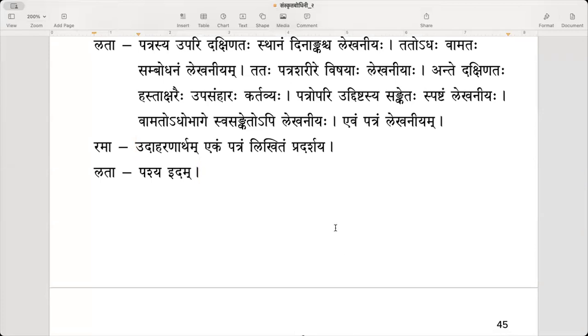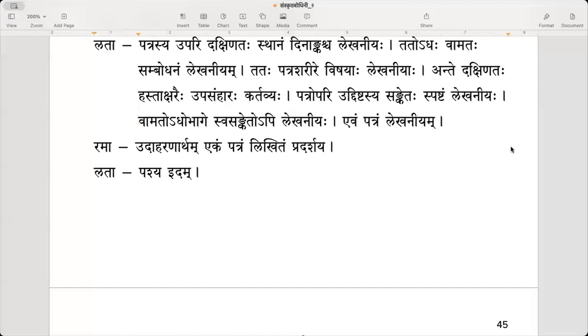Udaharanartham. I think the previous one is it, right? Vamattaha ado bhage, nado bhage, swasanketaha api lekhaniyaha. So, on the left bottom, one's own address should also be written. This is the cover portion where on the first patra, the uddishtasya sanketaha, the address, is written, and then on the left side bottom you'll write the from address, swa sanketaha.